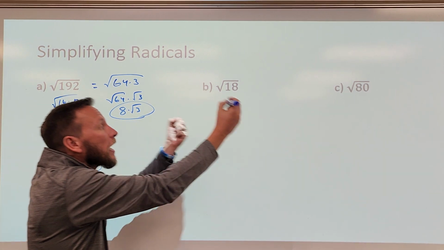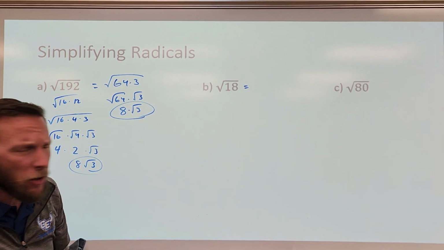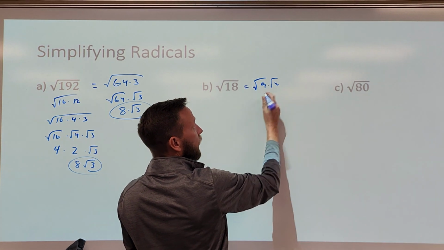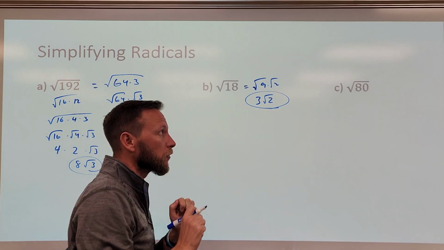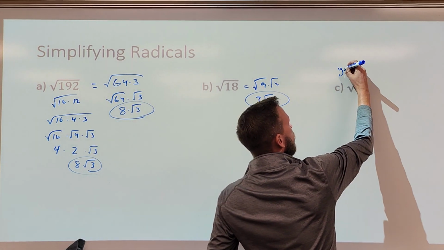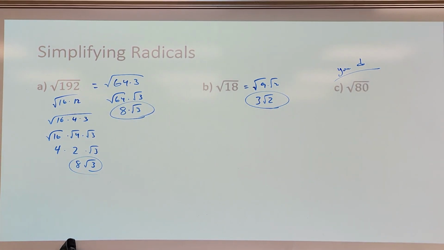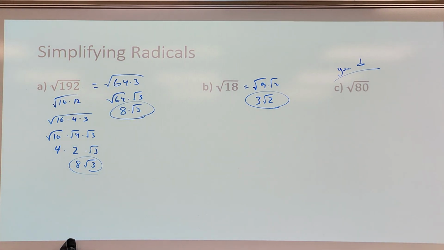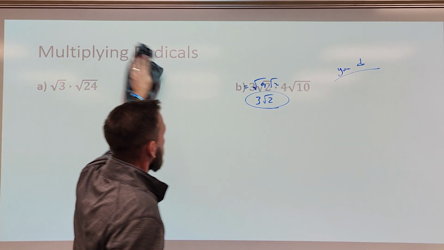So we want to find the greatest perfect square factor. 18 is 6 times 3. Neither one of those are perfect squares. But we know that 18 is 9 times 2, and 9 is a perfect square factor. The square root of 9 is 3. The square root of 2 we can't do. All right? You go ahead and do this one. You do letter C there. Simplify the square root of 80. Can you find the greatest perfect square factor of 80? Or do you need to do factor trees, or whatever other gimmicks or tricks you may have learned in your middle school class? All right, multiplying radicals.